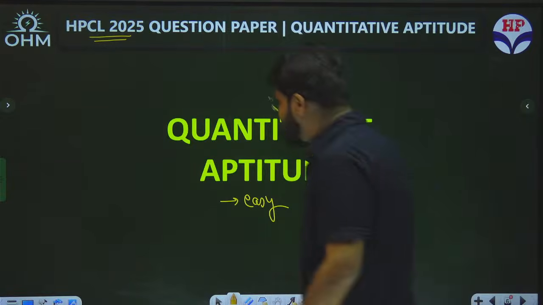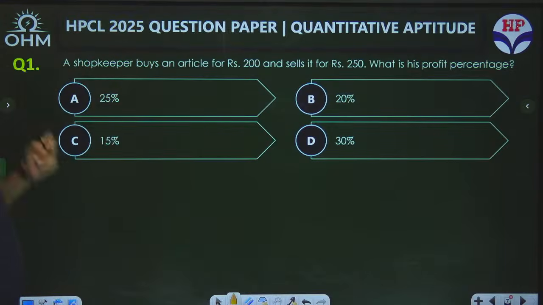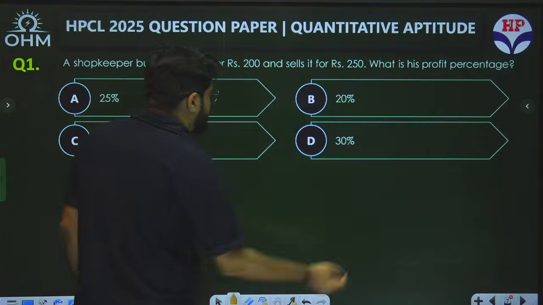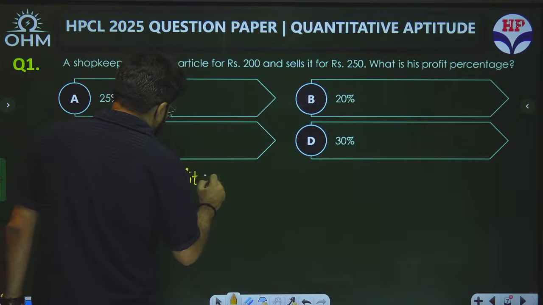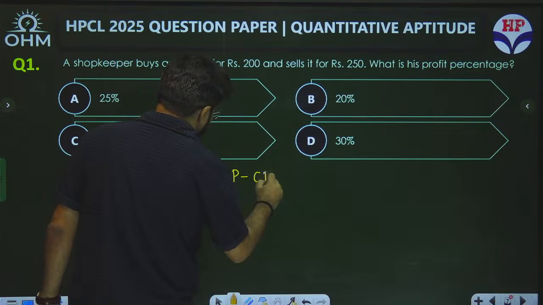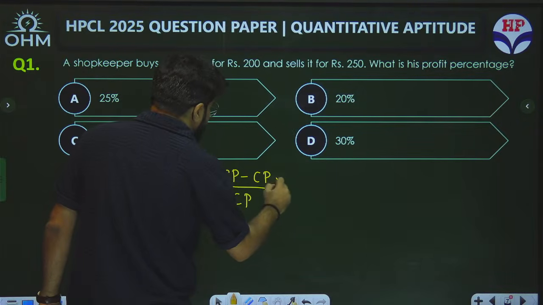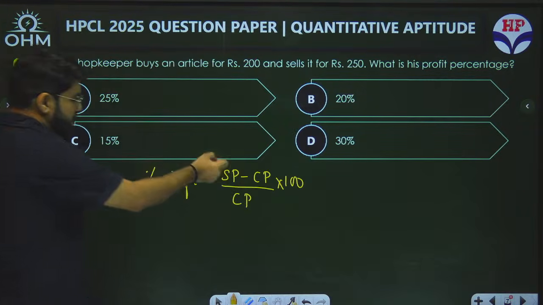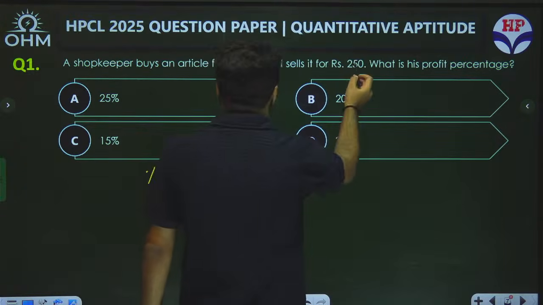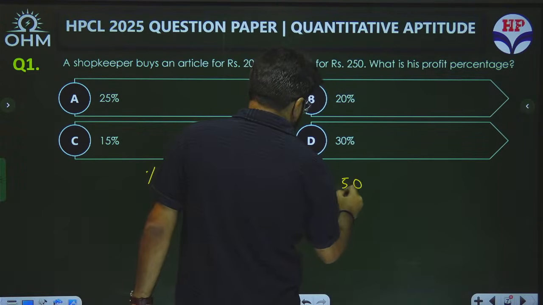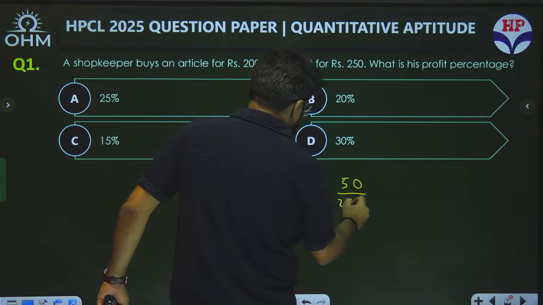Now let's get started quickly. A shopkeeper buys an article for 200 and sells it for 250. What is the profit percentage? Very easily, how are you going to find this profit percentage? A few questions you will simply see and wonder why they have given them. It's a direct formula: the profit divided by the cost price, and profit is the difference between the selling price and the cost price. So the difference between these two is 50, compared with the cost price, which was 200.